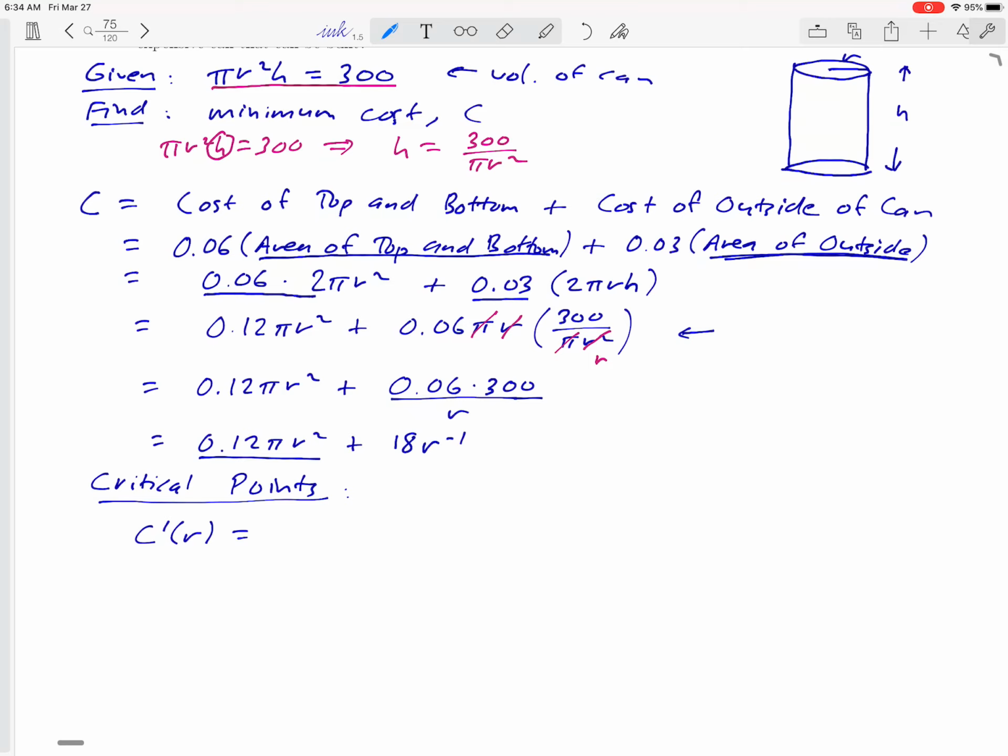Okay, and let's see, we're starting with the 0.12 pi r squared term, so for its derivative, we're going to just use the power rule on that, bring the 2 down, that's going to give us a 0.24 pi r. Okay, and then for the 18r to the negative 1, bring the negative 1 down, and we're going to get negative 18r to the negative 2. We need to set that equal to 0. Okay, so we need to solve that equation, and let's see, what could we do to solve this? We've got some choices. So we can maybe start by adding the 18r to the negative 2 to the other side of the equation.